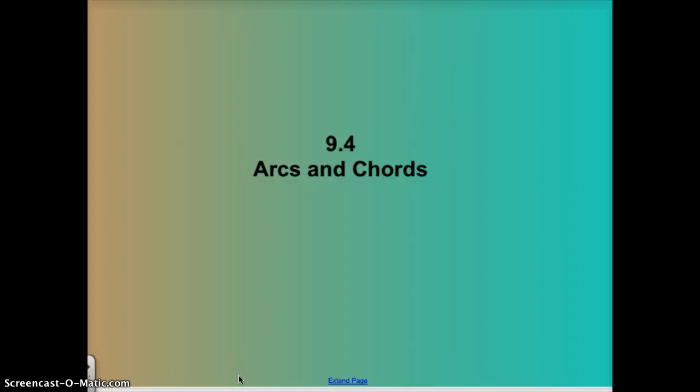All right, so in 9.4, instead of talking about central angles and how they're related to arcs, we're going to talk about how the arc is related to the chords that are in circles. And there are a few theorems in this lesson.